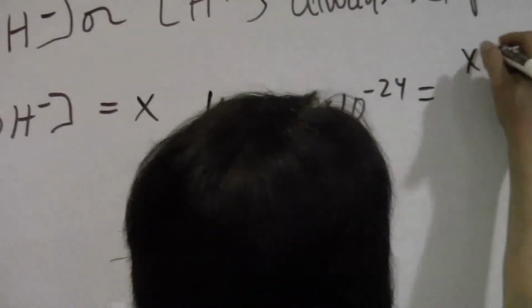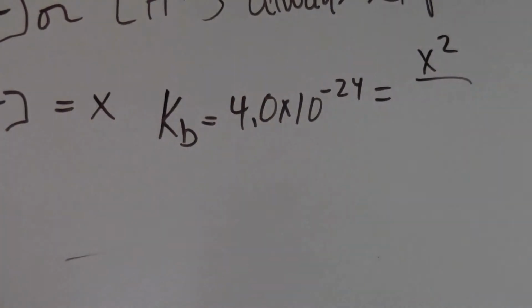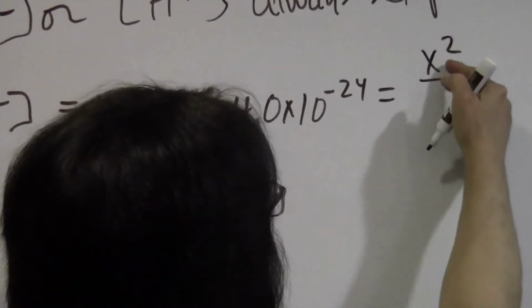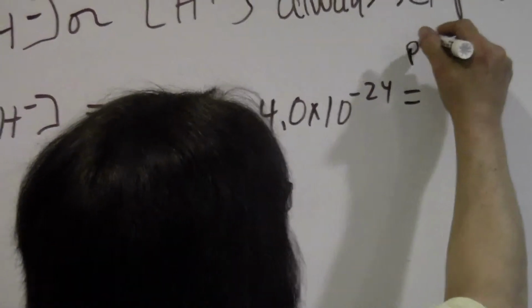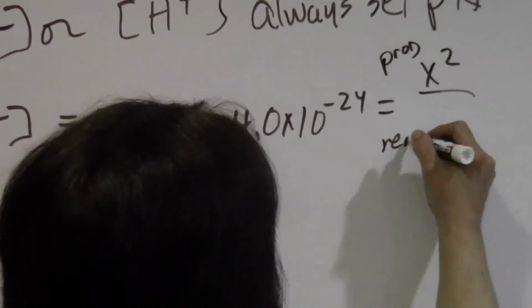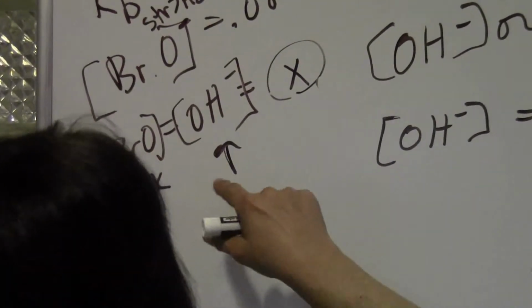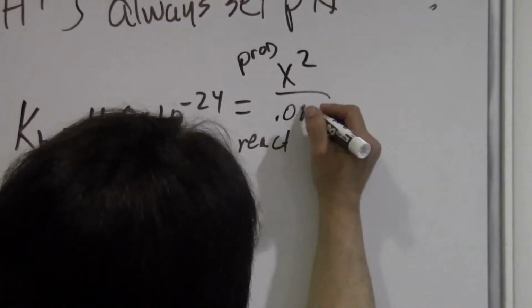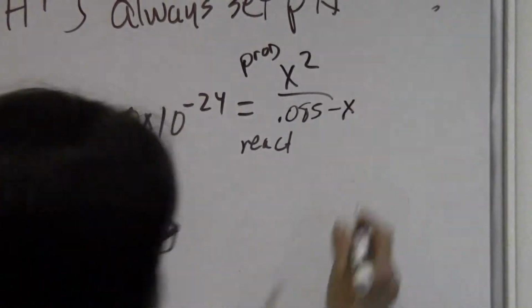And I shouldn't have erased the chart. Our products were OH minus times HBrO, both of them X's. That's products on top, reactants on the bottom. Our reactant was BrO minus, because that was in our salt. Then we have 0.085 minus X.